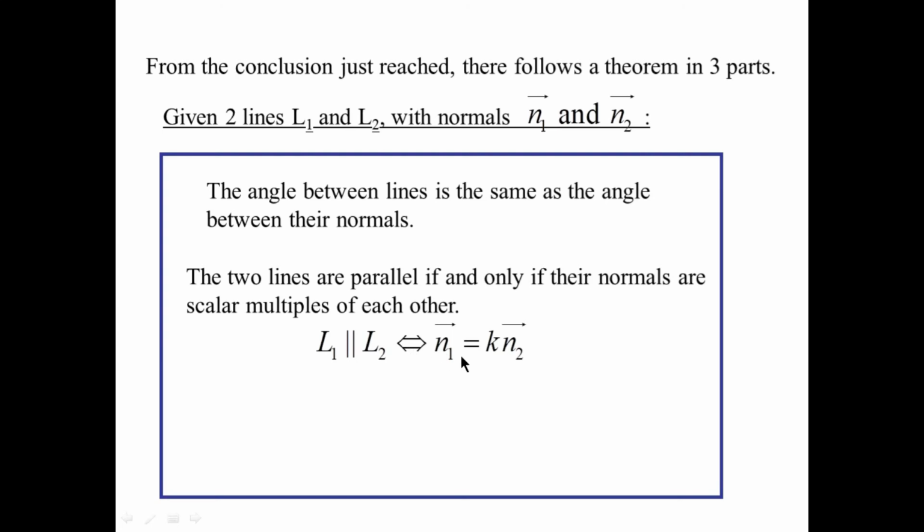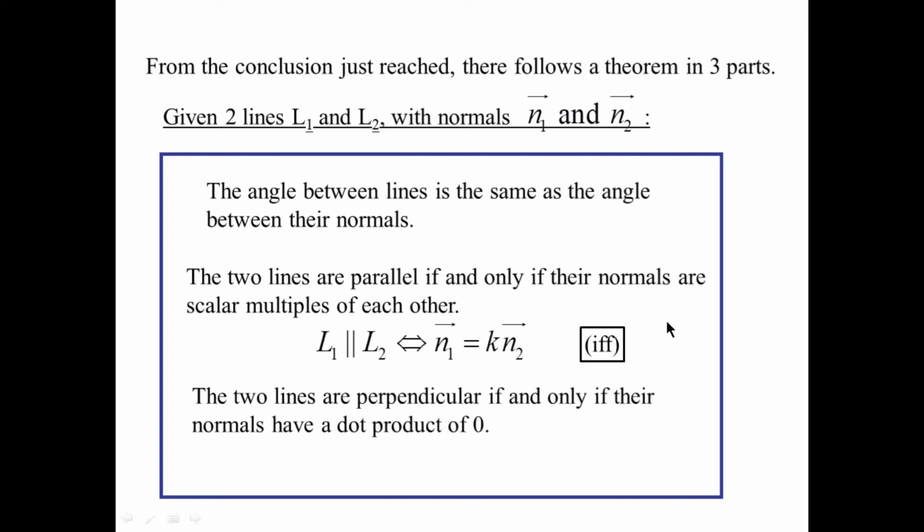The if and only if symbol means the right side implies the left side, and the left side implies the right side. In textbooks, sometimes they use this. They'll say 2 lines are parallel iff, with 2 f's, their normals are scalar multiples of each other. So there's 3 ways to say it. If and only if symbol, or IFF. They mean the same thing. The 2 lines are perpendicular if and only if their normals have a dot product of 0.